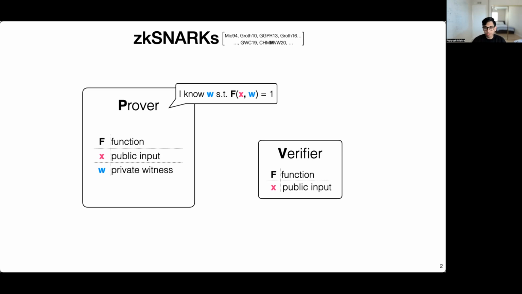The prover wants to convince the verifier that this statement is true. And what a zkSNARK allows the prover to do is to compute very efficiently a very short proof attesting to the truth of this fact, which the verifier can then take and check in time much shorter than the time it actually takes to run the function itself, or to run the computation itself, right?